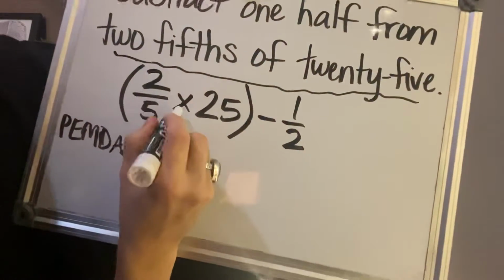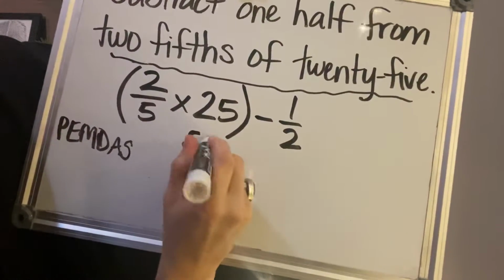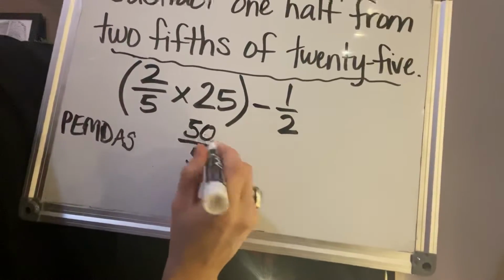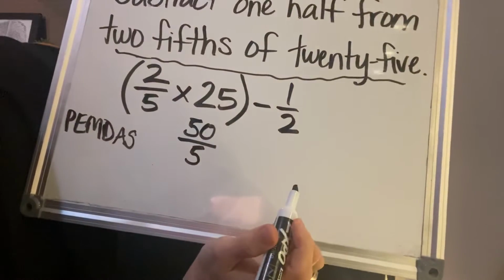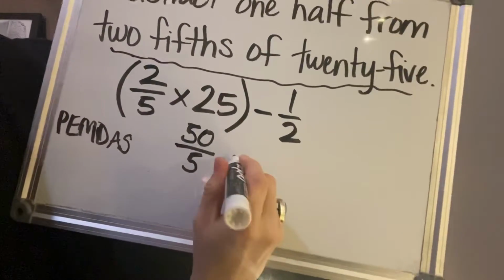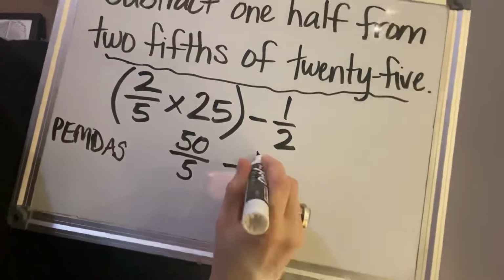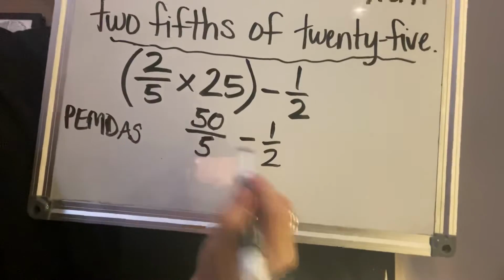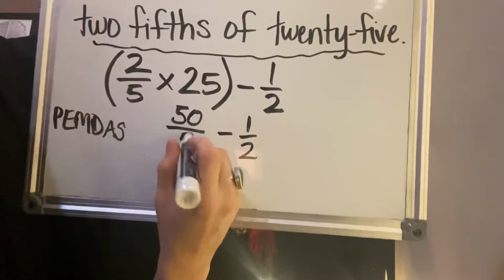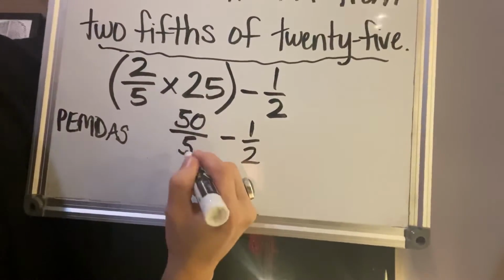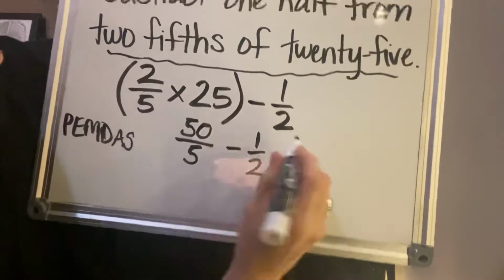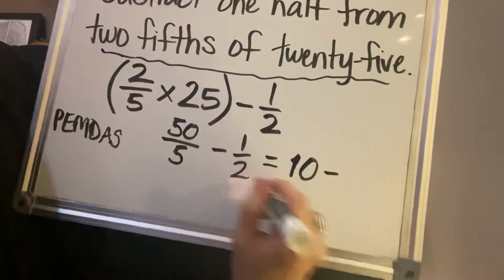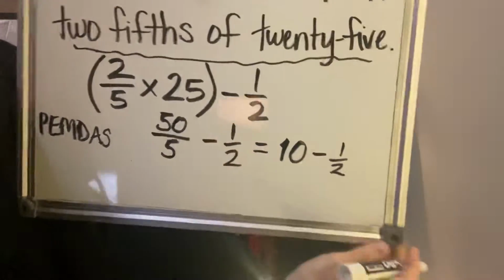Well, 2 times 25, 50. Keep our denominator, 5. So now we have 50 divided by 5. Cool. So 50 divided by 5 minus 1/2. 50 divided by 5 is the same thing as saying, what is 50/5? 50 over 5. That's the same exact thing as saying 10 wholes. Cool. So I have 10 wholes minus 1/2.